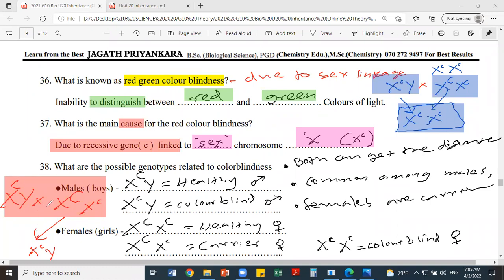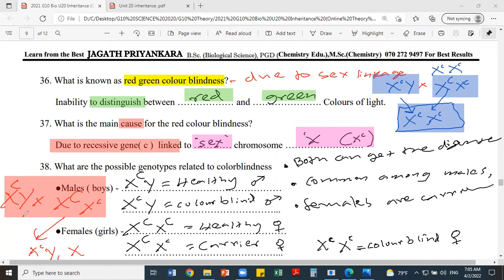So like that, you should be able to analyze. I don't know which pair they will give in the exam: carrier mother with the healthy father, or carrier father and carrier mother, like that. Then you should be able to analyze the possible children in that family. You can't memorize that.